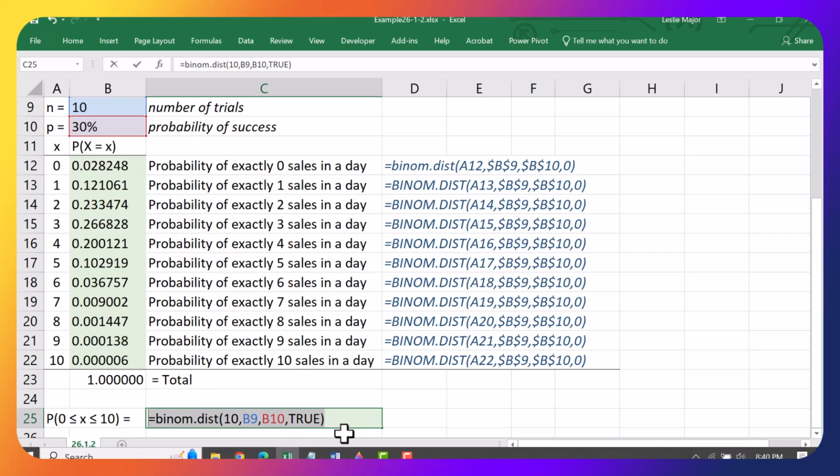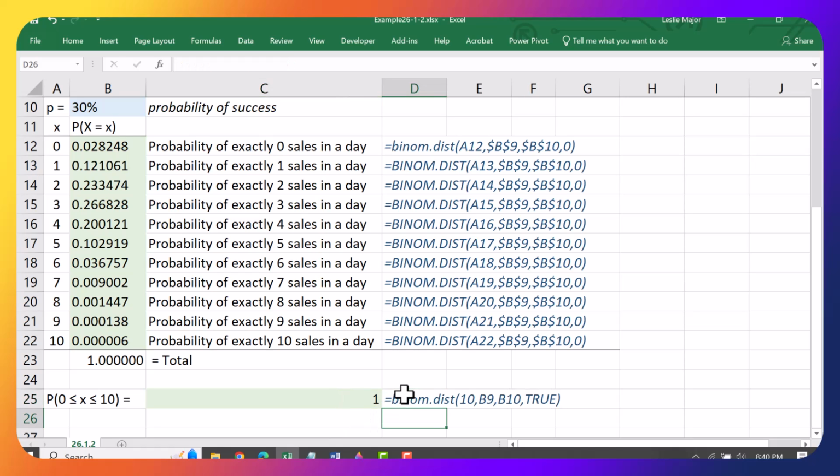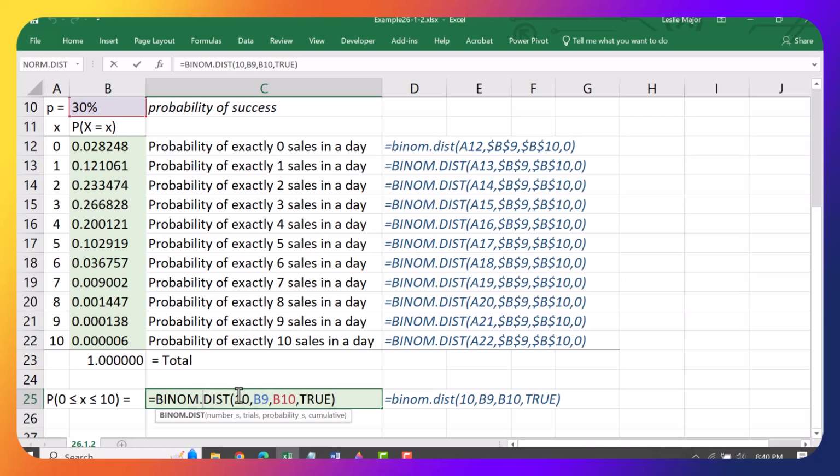We'll look at this concept in future videos as well, by the way. Now we get a 1. So there is a 100% chance of anywhere between 0 and 10 sales being made per day out of the 10 calls that we make per day.